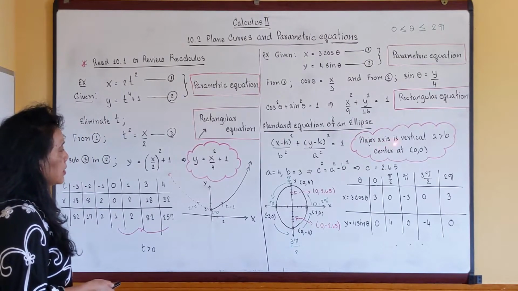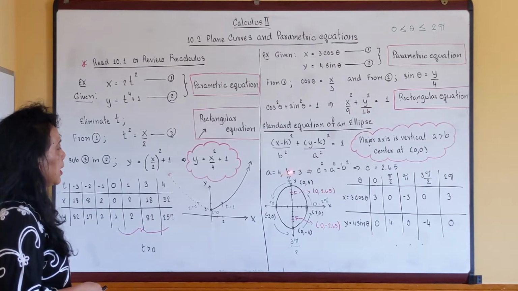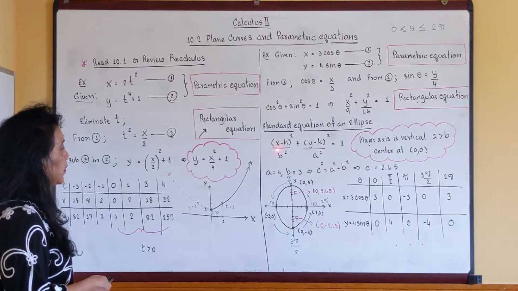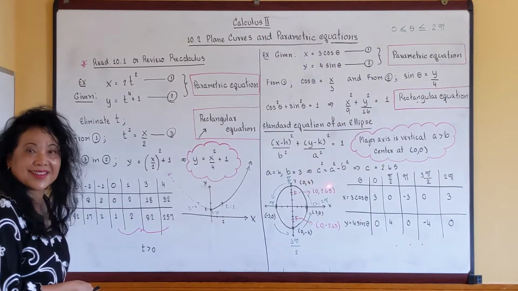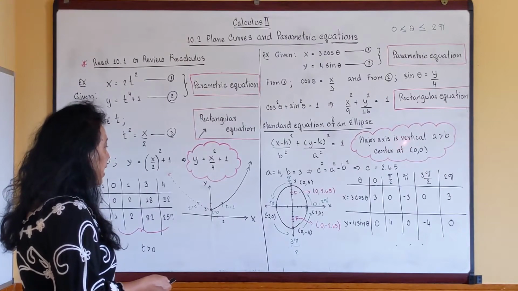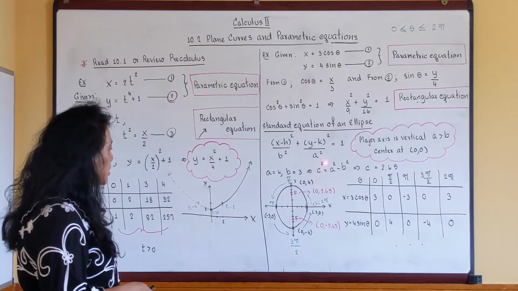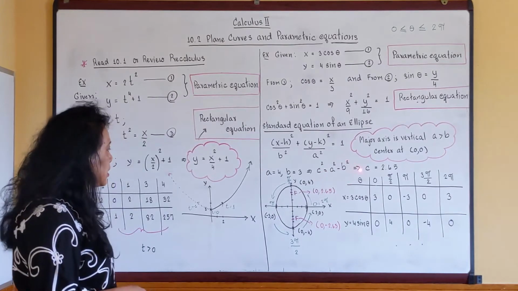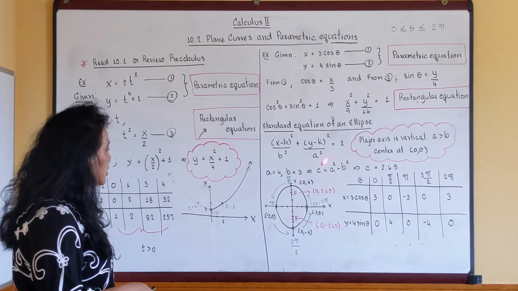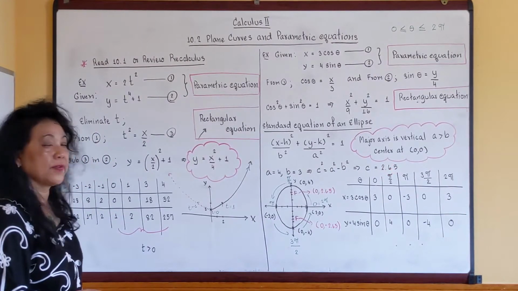The major axis is vertical because my a is greater than b. My a is with the y, which is 4. My b is with the x, which is 3. So I have a vertical major axis. To calculate the c, the formula is c squared equals a squared minus b squared. So substitute this and solve for c. Your c is going to be 2.65.